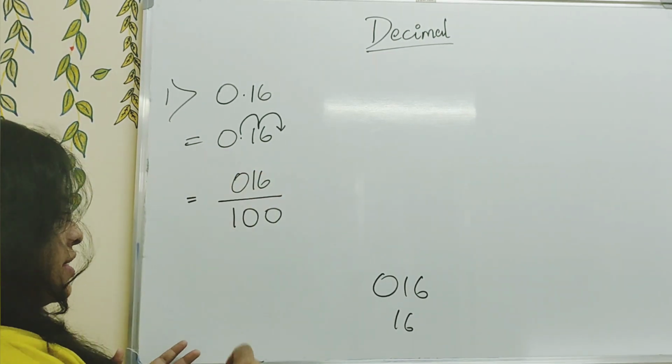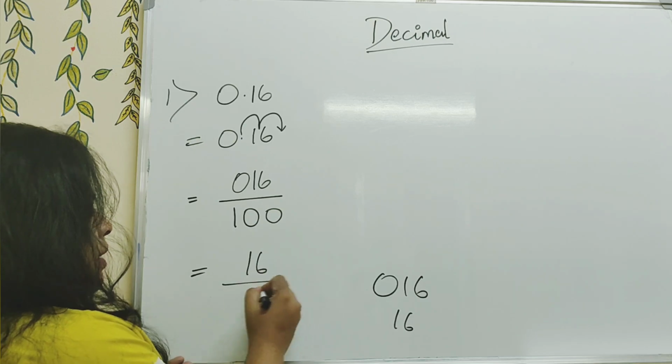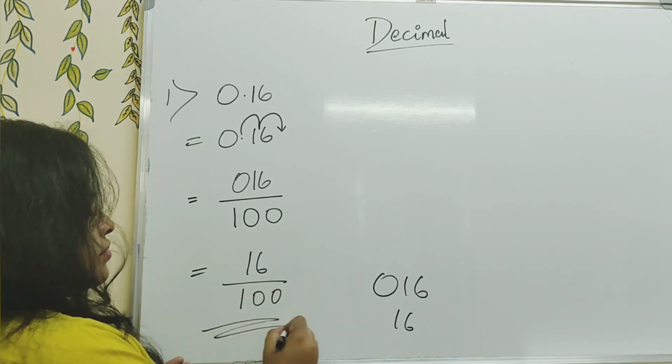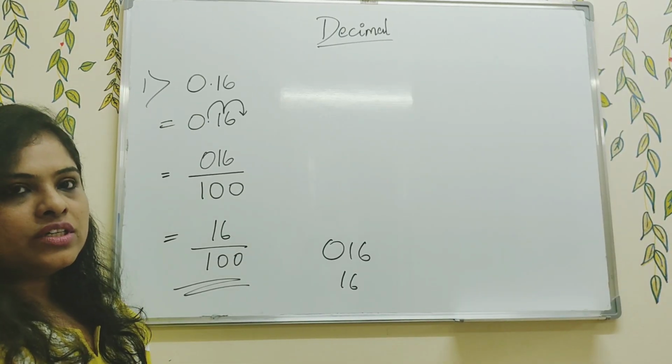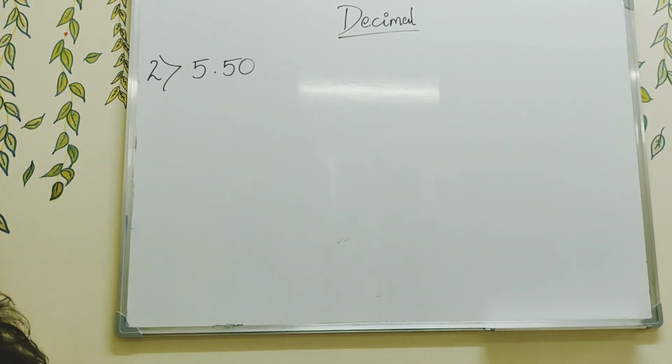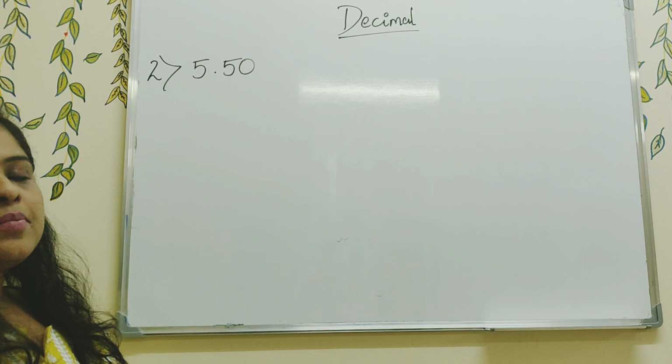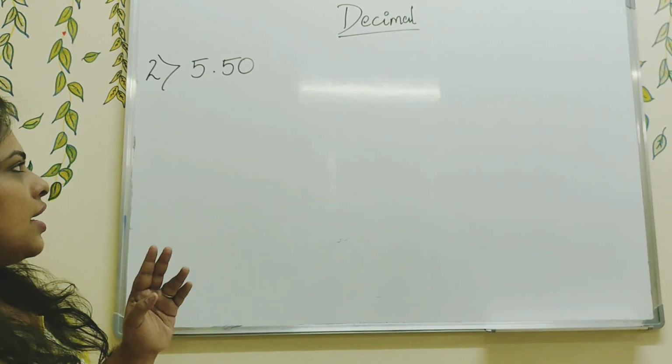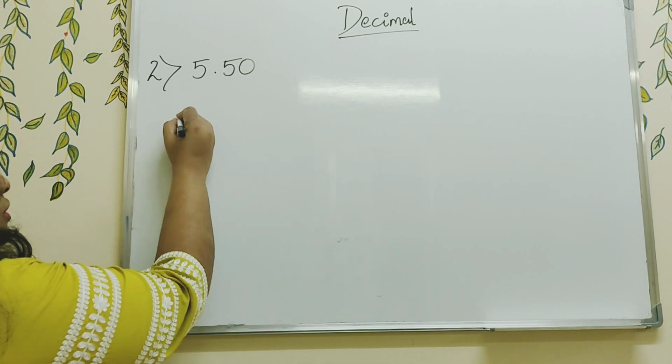0.16 is nothing but 16 by 100. This is how you convert a decimal to a fraction. Now I have another problem here, 5.50. We follow the same method. We write it once again.